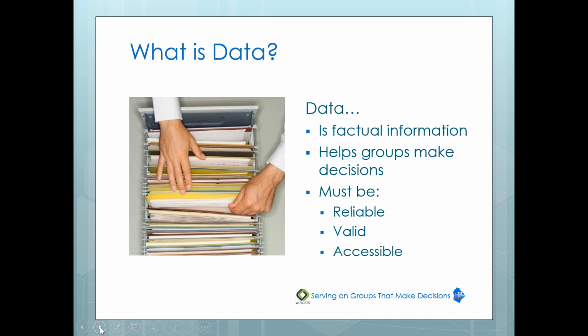The third one is that data needs to be accessible. And that means, what does somebody do when the data isn't clear or it's hard for them to understand? So you really need to keep in mind who the audience is, what their concerns and needs are, and their abilities to understand and use the data.